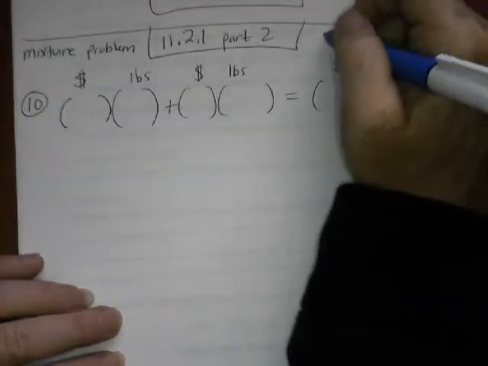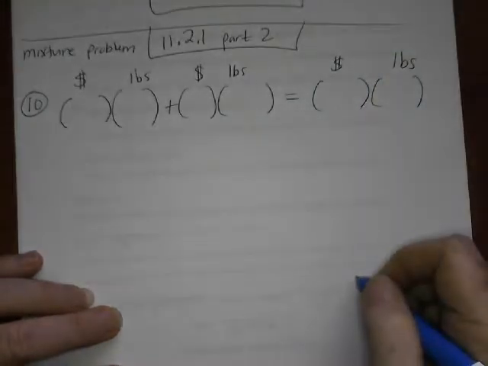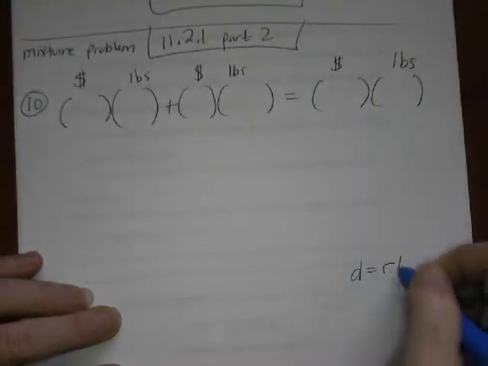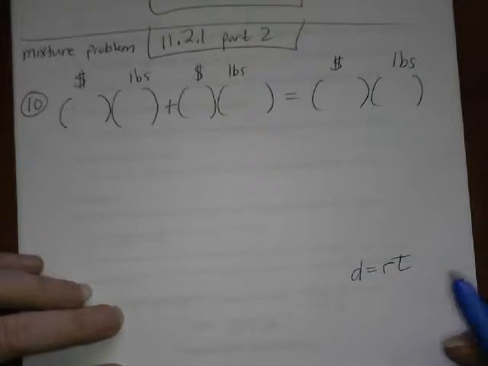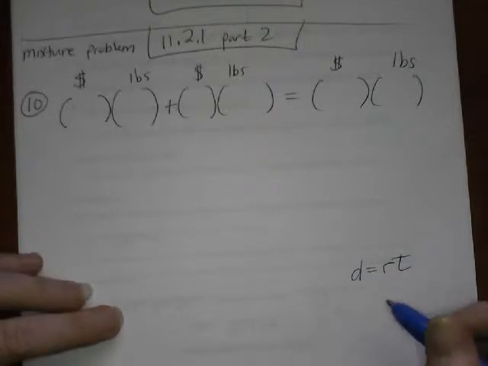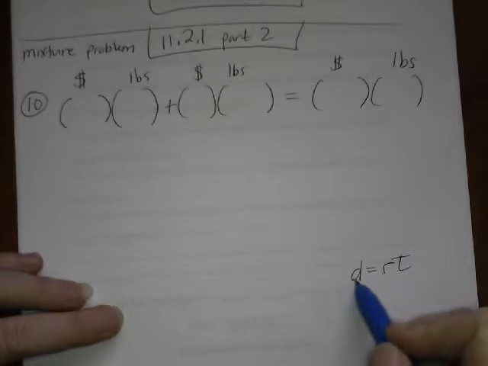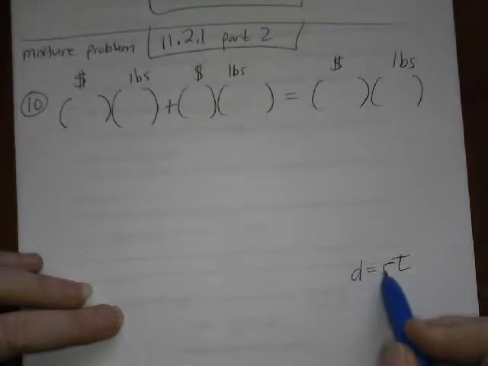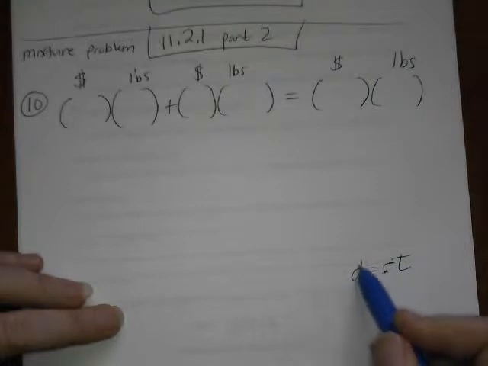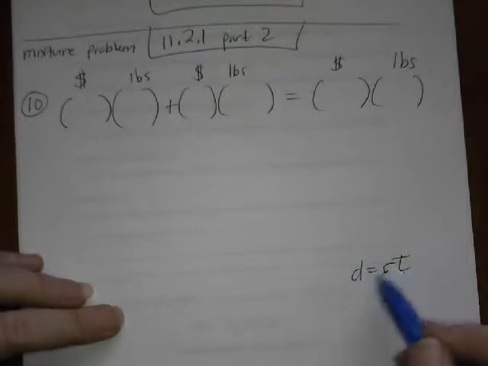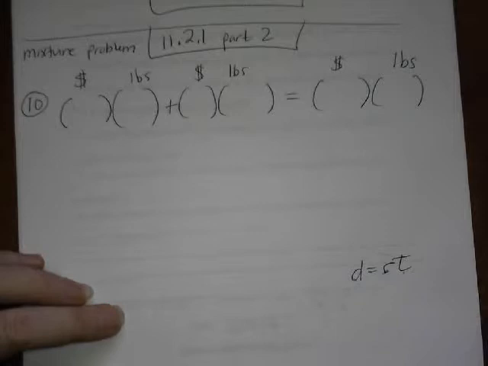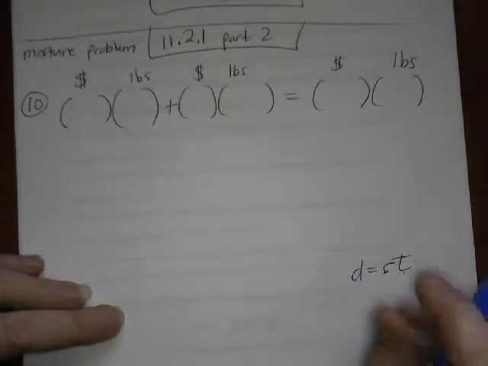We know that distance equals rate times time. And we also know that cost, the total cost, is how much each thing costs times however many things you buy. You can tweak this formula and make it do different things.